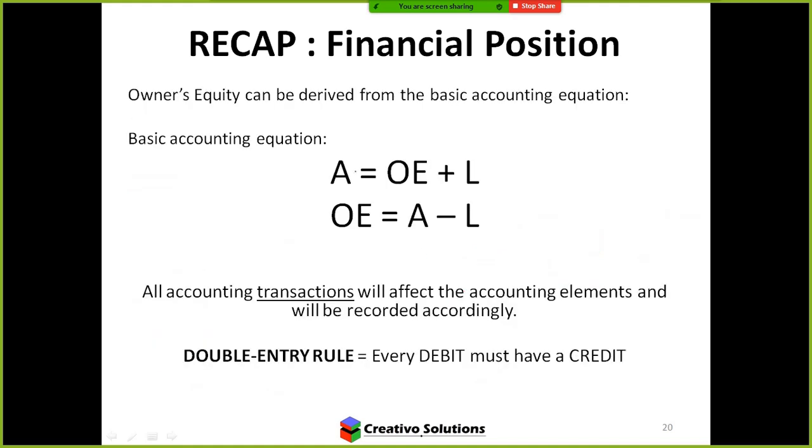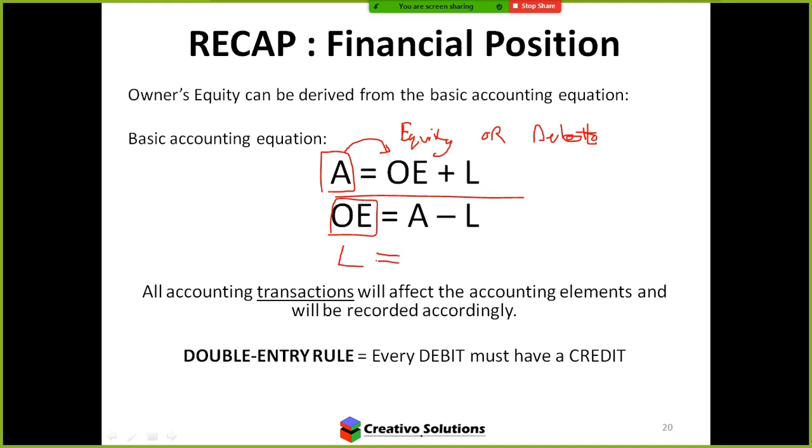There's the note about the equation. You've got it on screen. Assets can be bought using equity or debt. This is more financial management, but it's here as an accounting equation. A equals O plus L. You can also rearrange it, and OE equals A minus L.